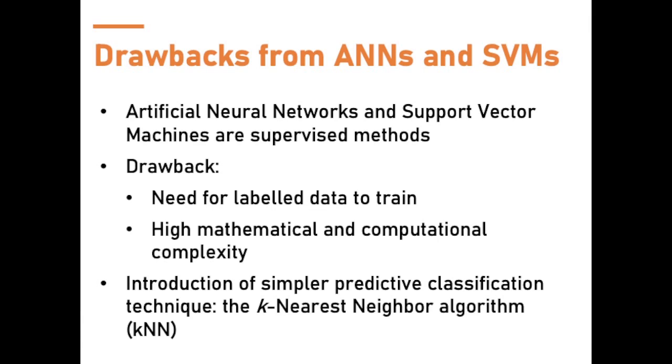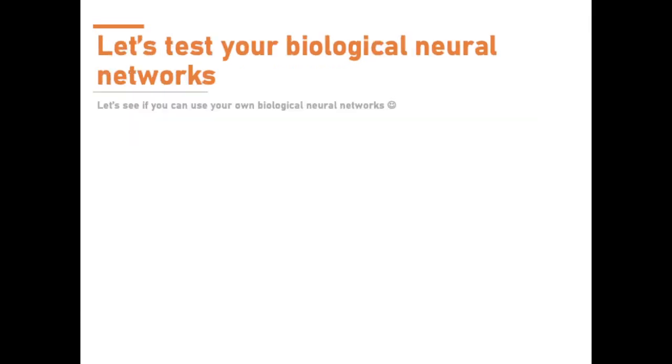And so we are now going to learn a simpler predictive classification technique, which is called the k-nearest neighbor algorithm, KNN. But before we understand this method, I'd like to recap one thing from last week. I'd like us to recap the k-means clustering algorithm. Who remembers what the k-means clustering algorithm is?